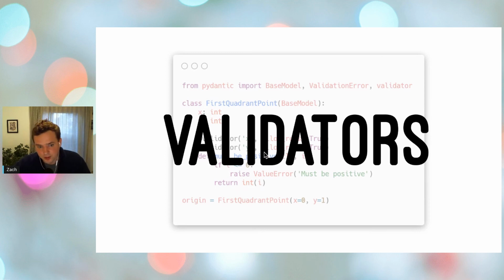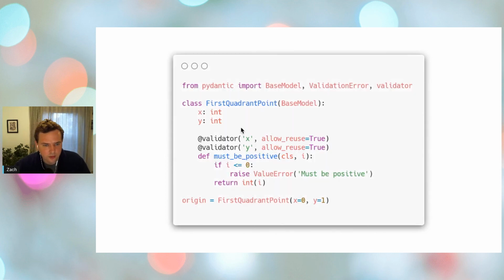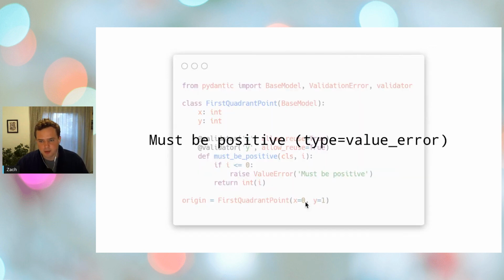But it also includes this idea of validators. So sort of similar to attrs, you can declare a validator as a decorator, and it can be any function. So it would be a class method, and you say must be positive. Again, we're still saying first quadrant: x and y both have to be greater than 0. And if they aren't, if you provide like here x equals 0, then you're going to get a must be positive type error, value error.